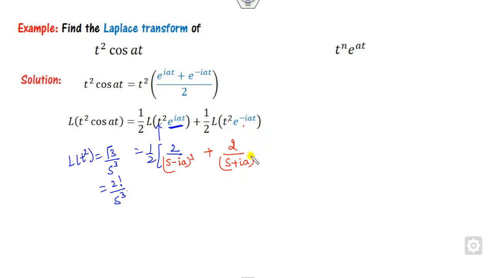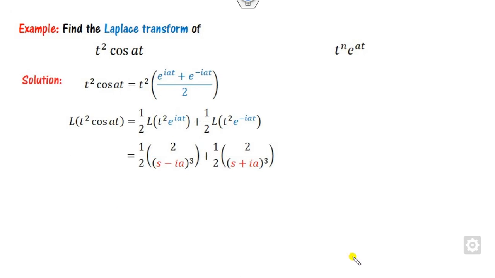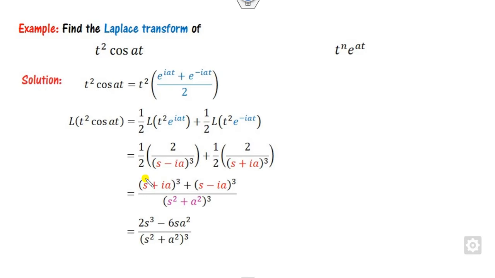So minus minus plus of a. So that is the required answer here. Now you can simplify it. You can take half, it cancels out. You can take the LCM, and after the calculation you will get the right answer.